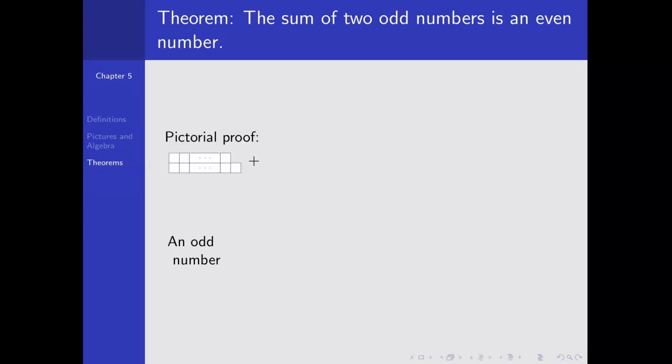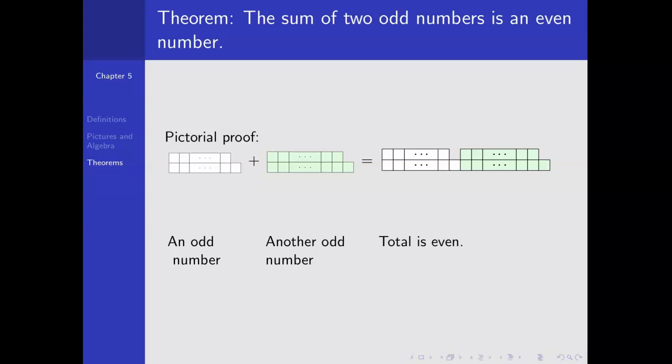The sum of two odd numbers is an even number. We're going to start with our picture proof here. We're going to start with one odd number. We're going to add another odd number to it. So we've got our two different colors again to represent those two different odd numbers. We're going to add them together. We're just going to shove those two rectangular arrays together, and we get something that looks like this.